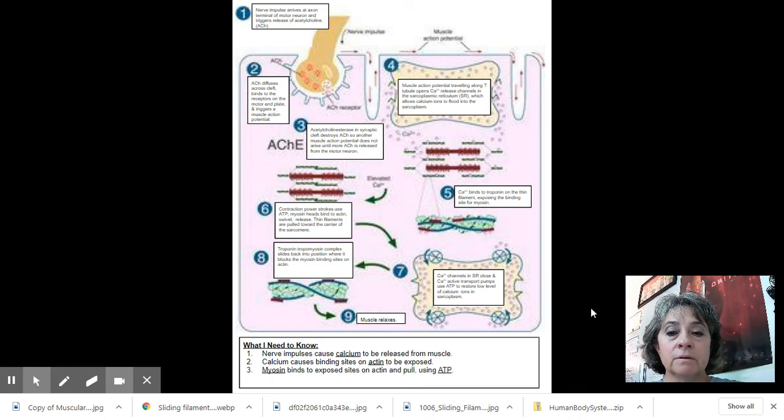The third, myosin binds to the exposed sites on the actin, and they pull using ATP. So the thick filament binds to the thin filament and pulls it, which makes it slide together and get that fat, short muscle during contraction. And the final thing is that pulling action causes the sarcomere, that repeating unit, to shorten, which contracts the muscle.